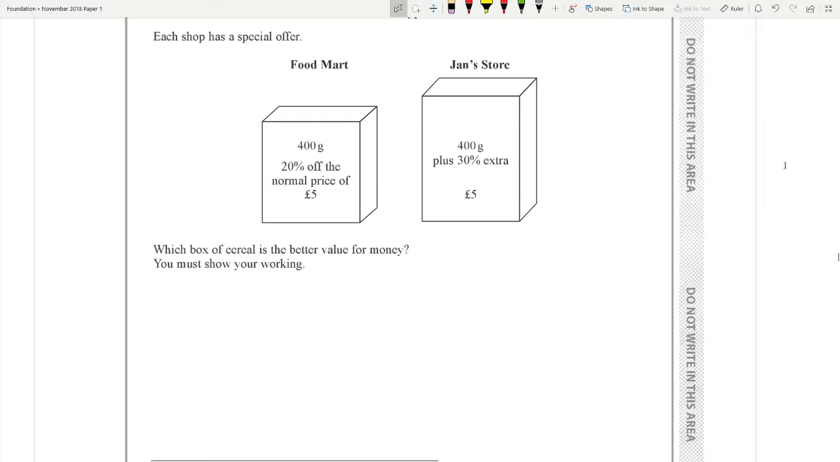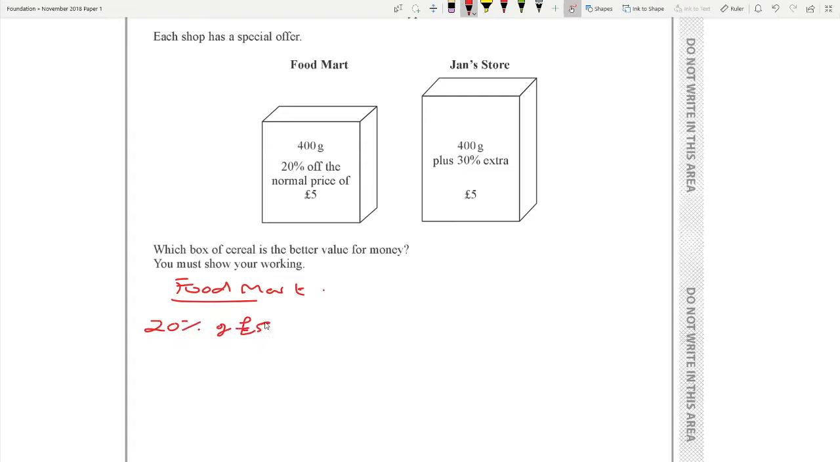So let's look at this then. Let's look at Food Mart first. So they've got 400 grams, 20% off the normal price of £5. So how much would 400 grams cost? What's 20% of £5?